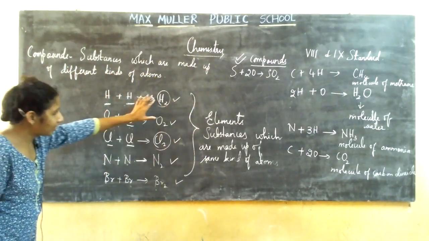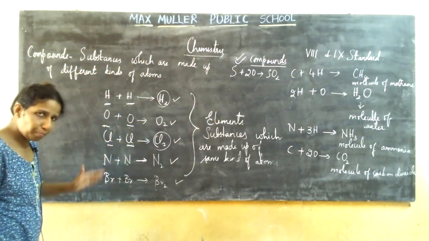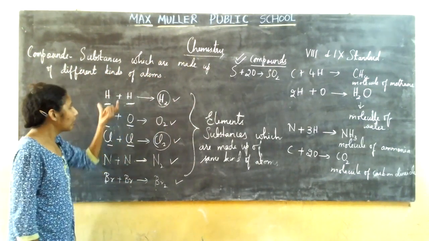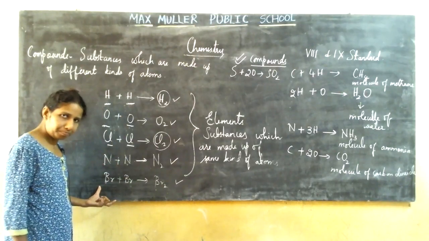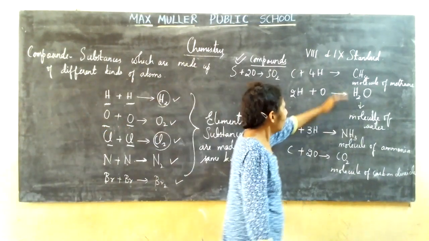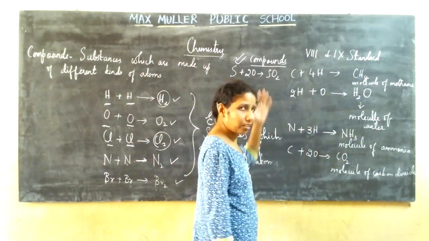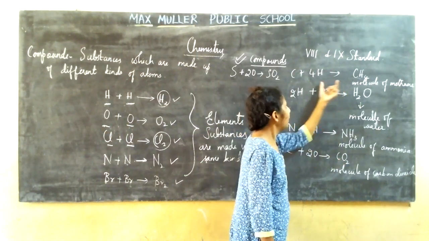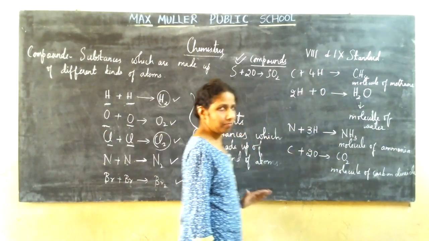See here, elements, hydrogen, oxygen, chlorine, nitrogen, bromine, they all are examples of elements. Why? Because they are made up of same kinds of atoms, isn't it? But whereas water, methane, ammonia, carbon dioxide, sulfur dioxide, okay, they all are made up of different kinds of atoms.